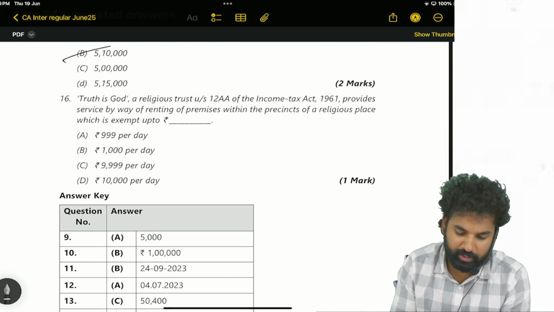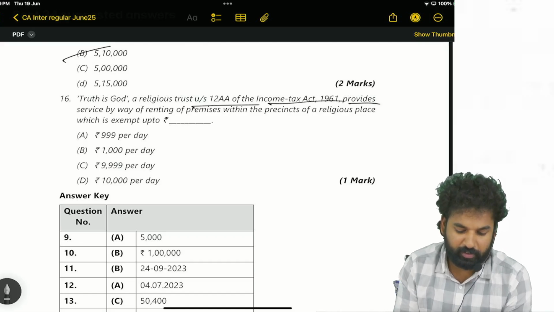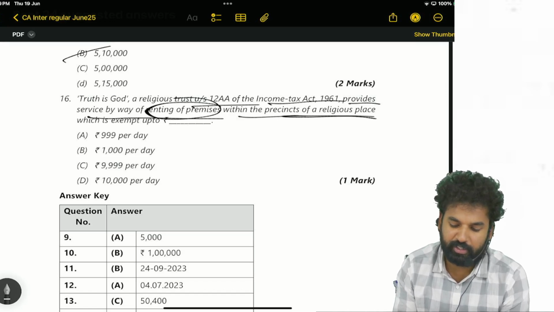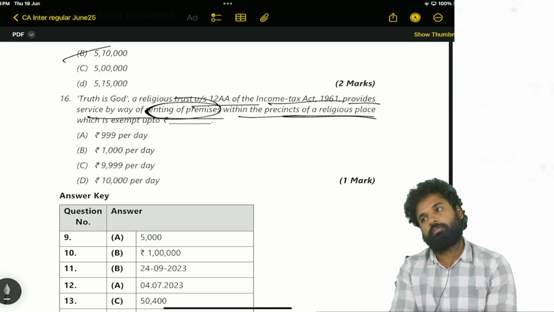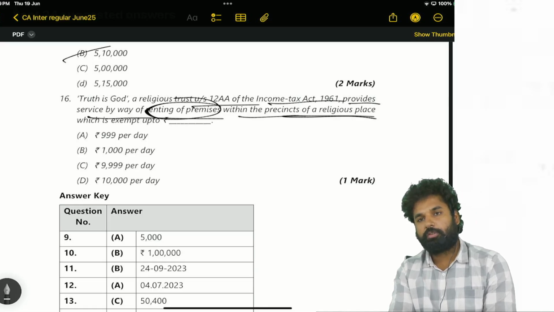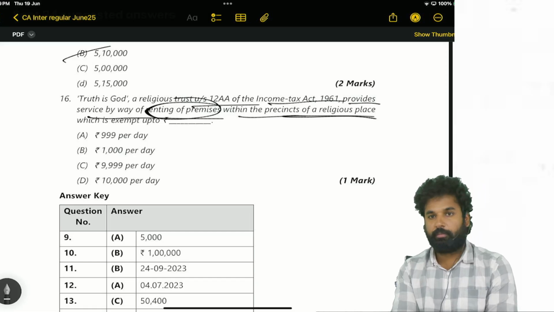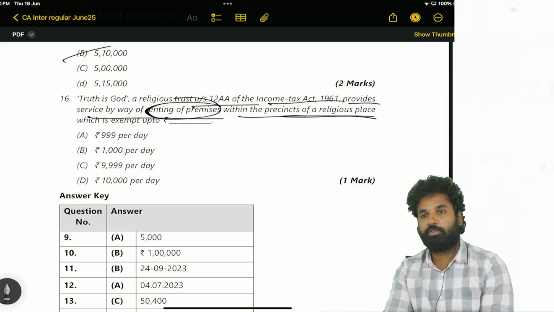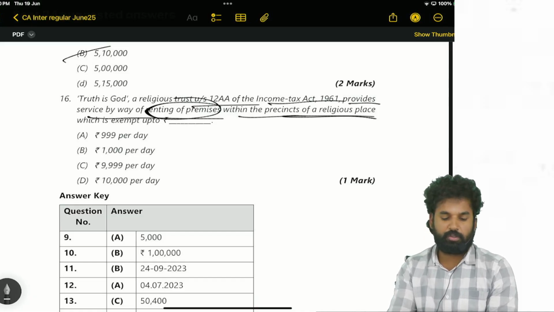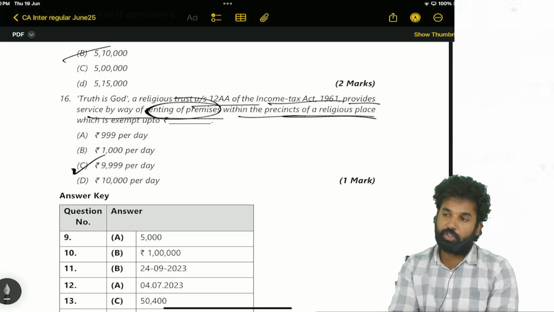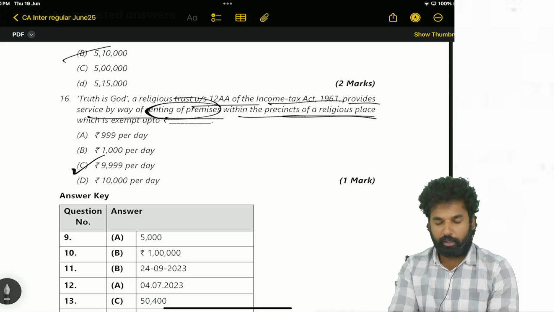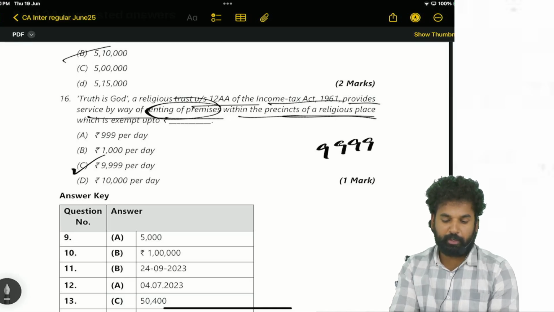Next, Truth is God, a religious trust registered under 12A of Income Tax Act, provides services by way of renting of premises within the precincts of religious place, which is exempt up to how much? Renting of premises within the religious precincts of a religious place, how much? 999 per day. That is for rooms, renting of rooms. Renting of convention halls means then it is 9999 per day. That is shop rent means 10,000 per month, 9999 per month, that will be.